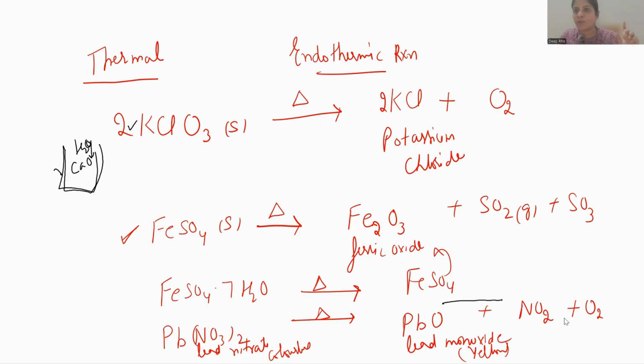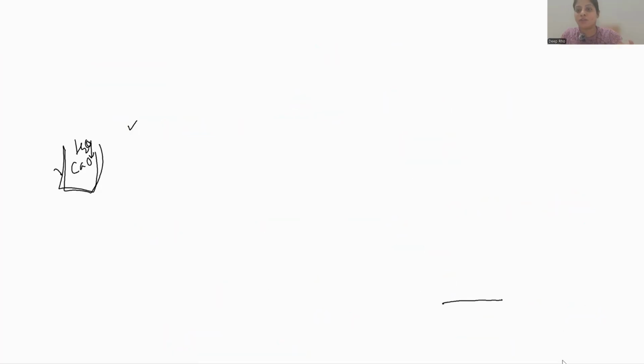In part one, we have seen that chemical reactions show some characteristic features: either change of color, or liberation of heat, absorption of heat, or the evolution of gas. So they can show any of these characteristic features, sometimes one or two characteristic features. So these are thermal decomposition.